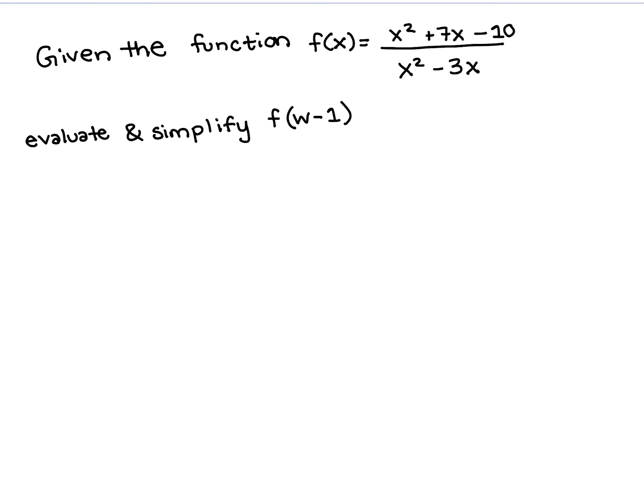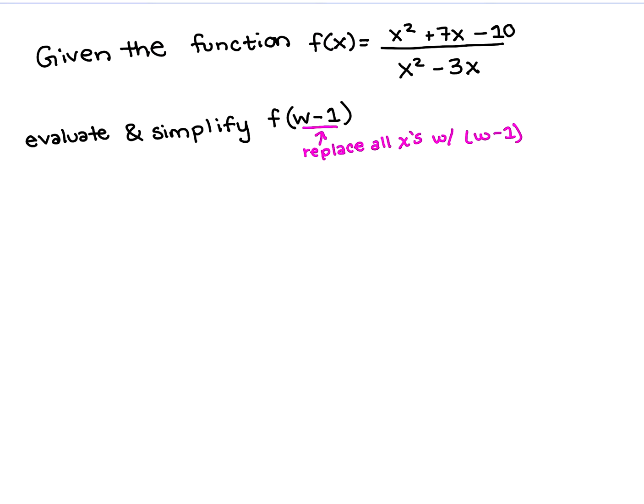Here we have a pretty tough example of evaluating a function and simplifying it. So we have f of x is x squared plus 7x minus 10 over x squared minus 3. And we want to be able to evaluate and simplify for f of w minus 1. That means we're going to replace all x's with w minus 1's in parentheses.